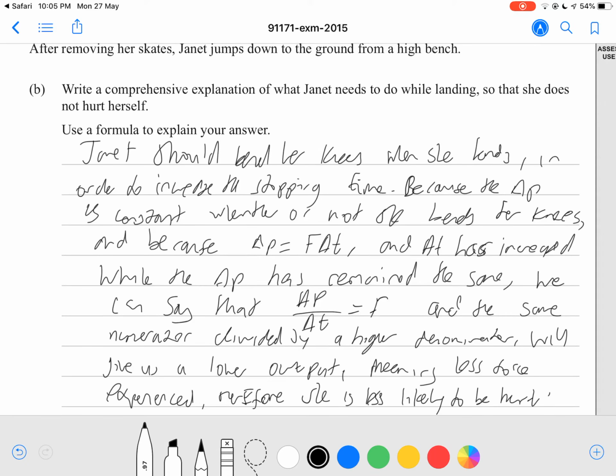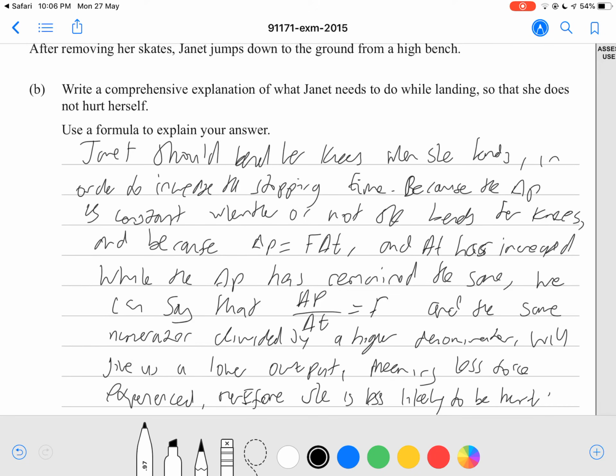Okay, so to get an excellent answer for this, you have to say that Janet has to bend her knees. And when she bends her knees, you have to say that it increases the stopping time. And when it increases stopping time, you have to say that the change in momentum is the same. So whether or not she bends her knees, the change in momentum is the same. Okay, and now you have to link it back to the formula. You got to link it back to change in p equals f multiplied by change in time.